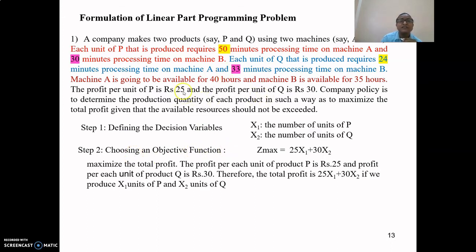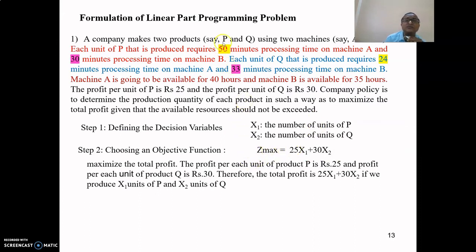Next is the objective function, as per the steps of formulation. Here the profit is given straight away, that is 25 rupees profit per unit for product P, and for product Q it is rupees 30. So we can write the objective function as 25x1 plus 30x2. Since the objective is to maximize the profit, I have written here Z maximize.